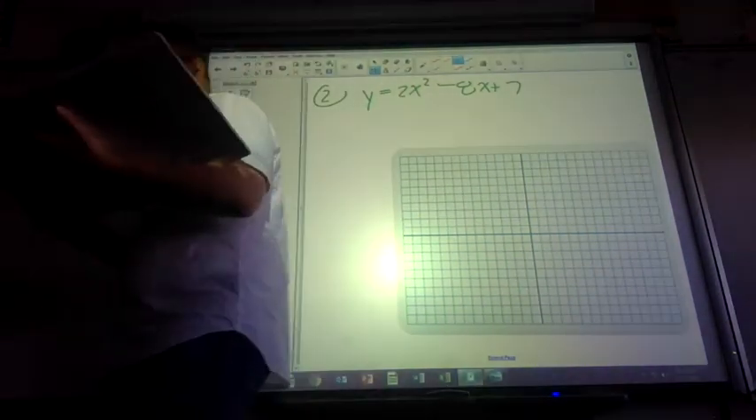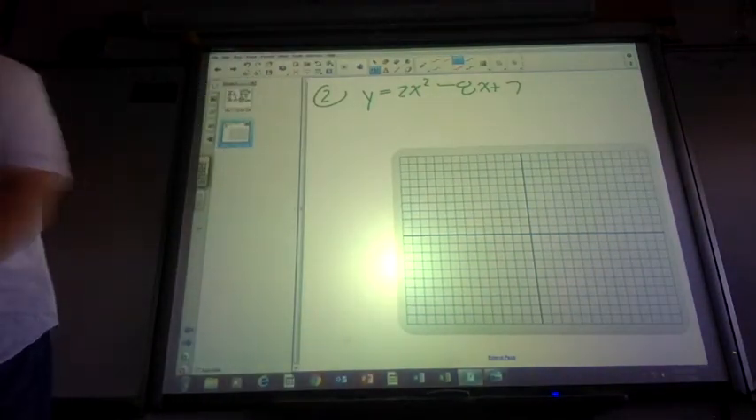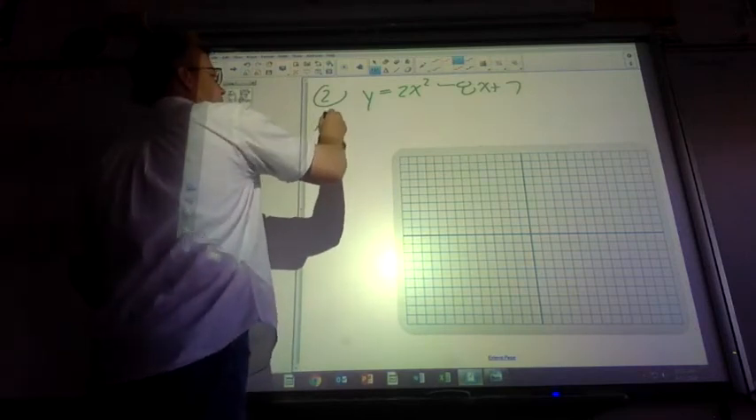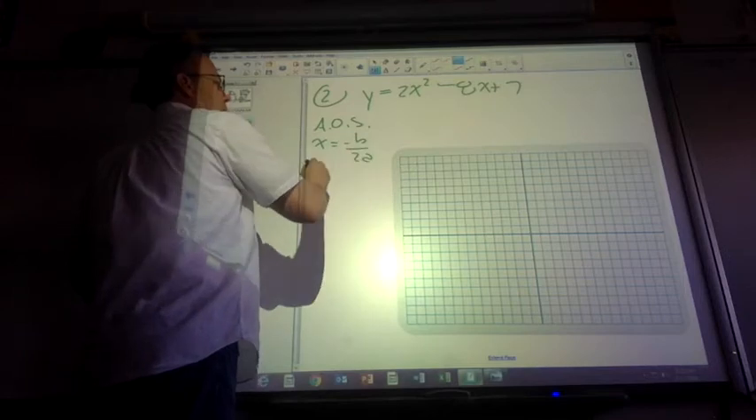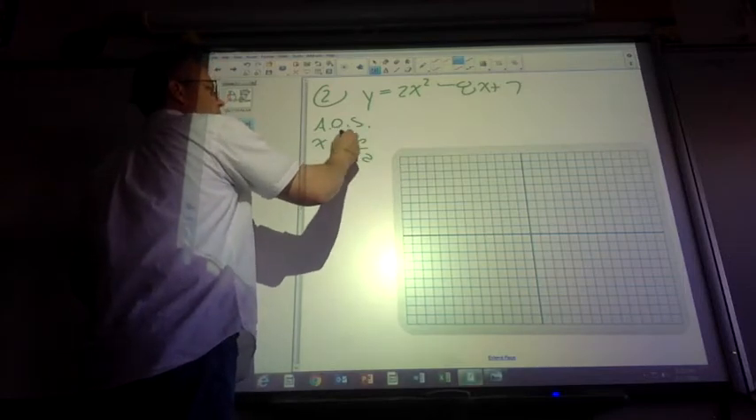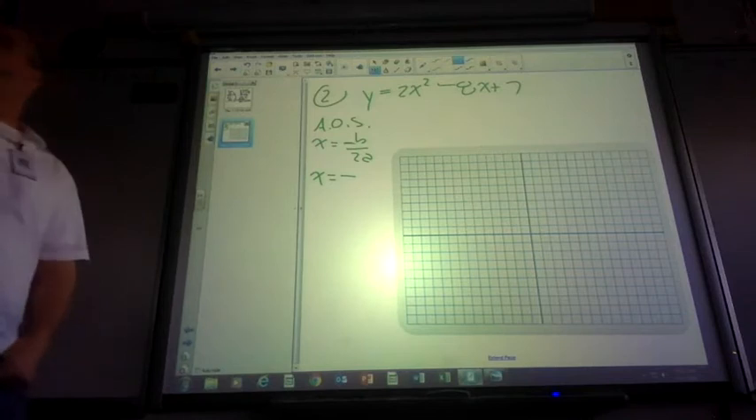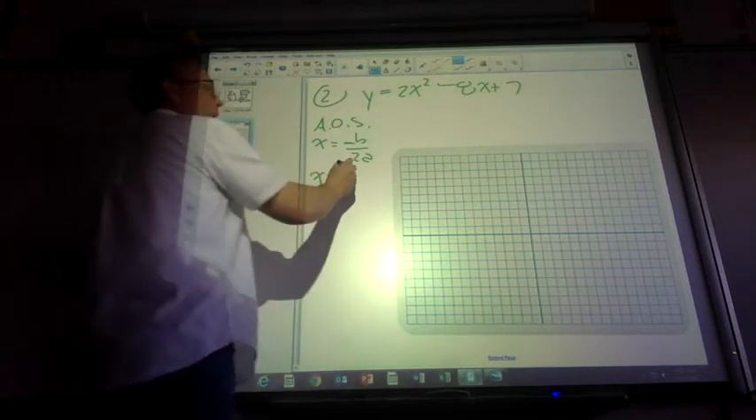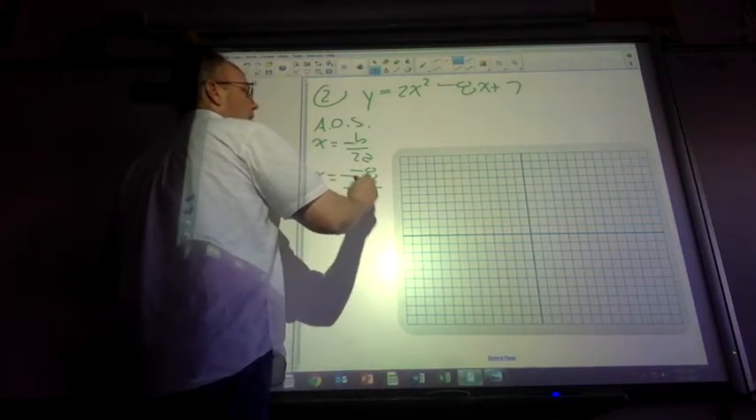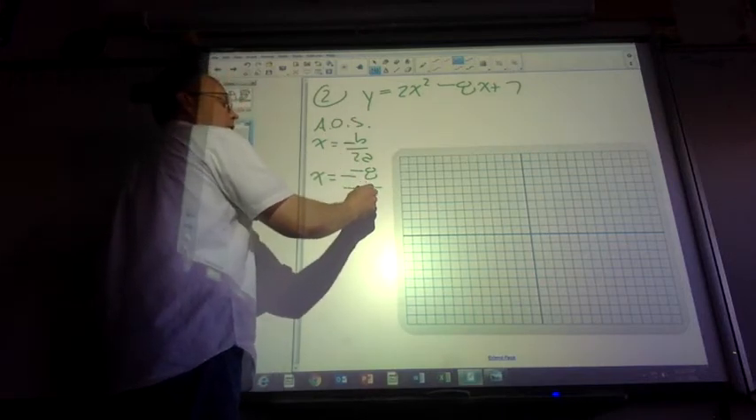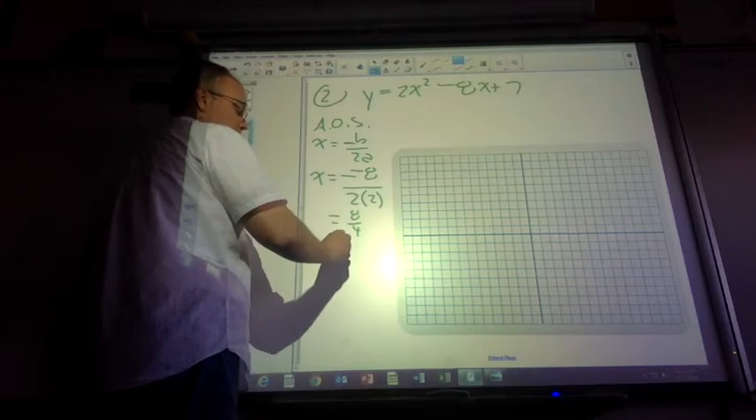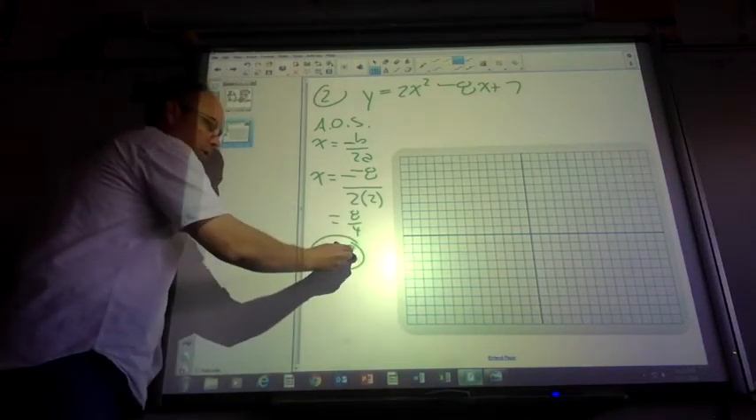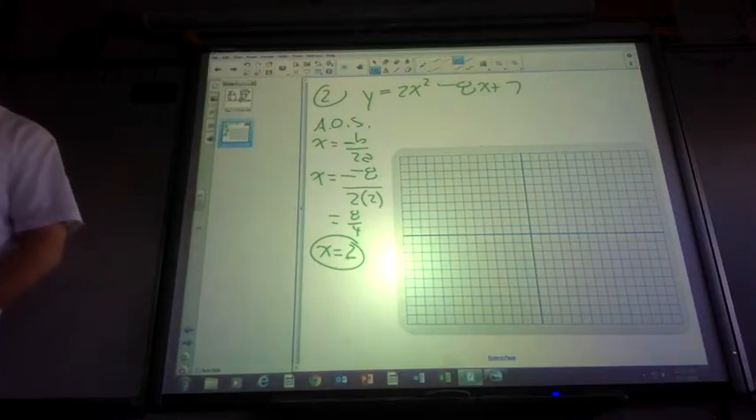All right. So the first thing we want to do is find the axis of symmetry. The axis of symmetry is x equals negative b over 2a. So x equals negative. That negative is the same as this negative. What's my b value? Negative 8. So I have negative 8 over 2 times my a value, which is 2. So negative is positive, so I get 8 over 4. 8 over 4 is 2. So I get x equals 2. Where it says negative b is basically the opposite of b.